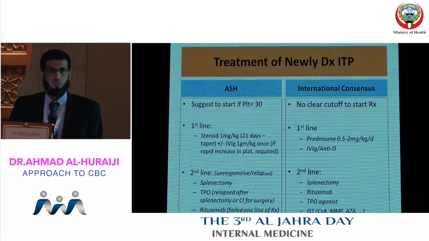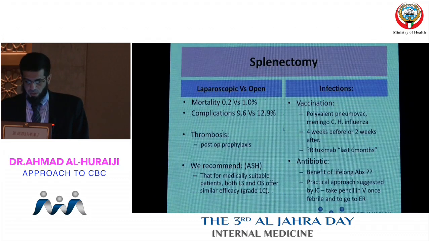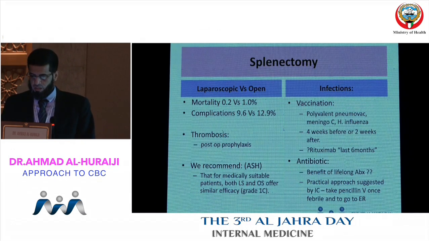The treatment is usually steroids as first line, and if the patient fails, we go for second line, which includes splenectomy, rituximab, or a thrombopoietin analog. With regard to splenectomy, open and laparoscopic splenectomy offer almost similar efficacy and safety profiles, so depending on the center's experience, you can proceed with either one.